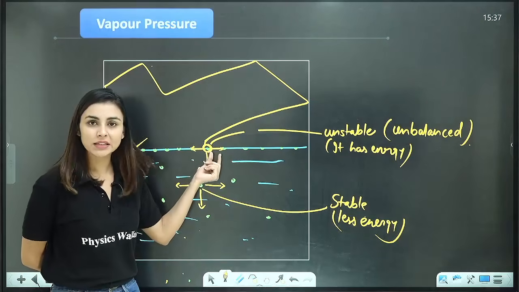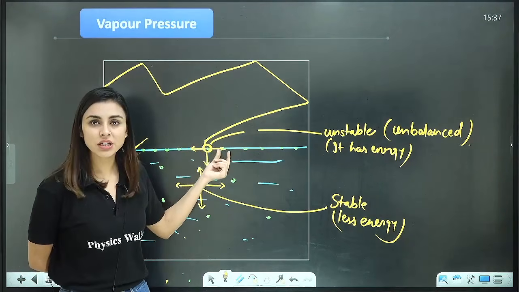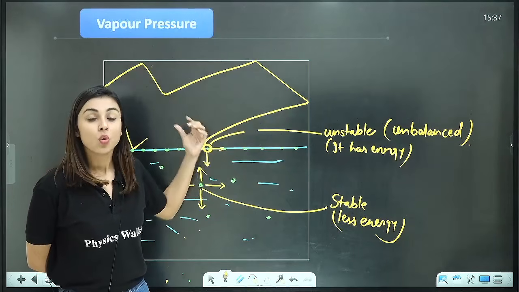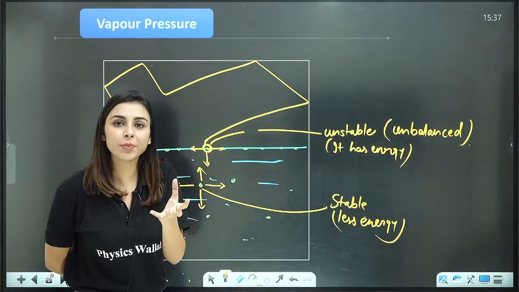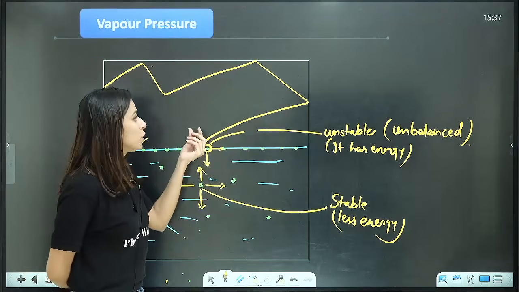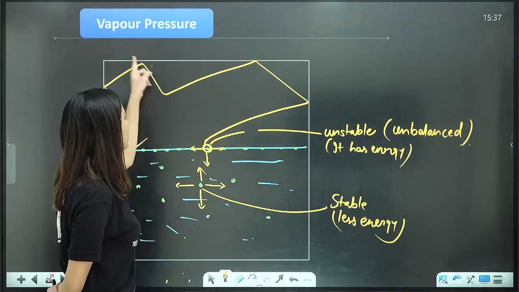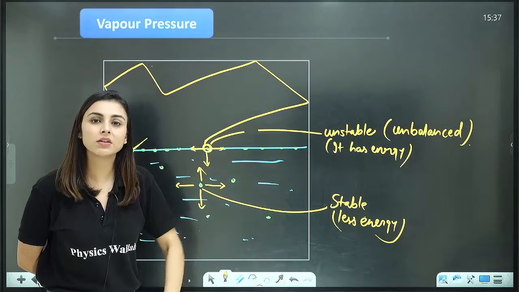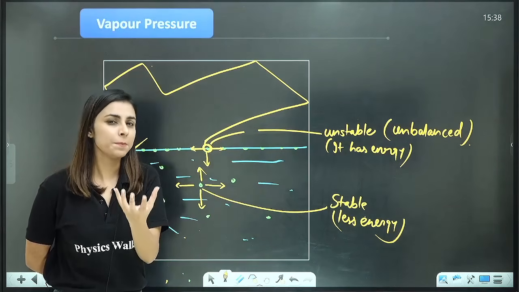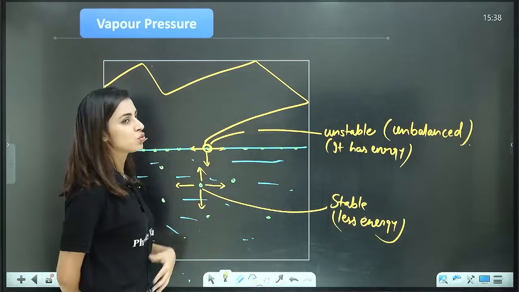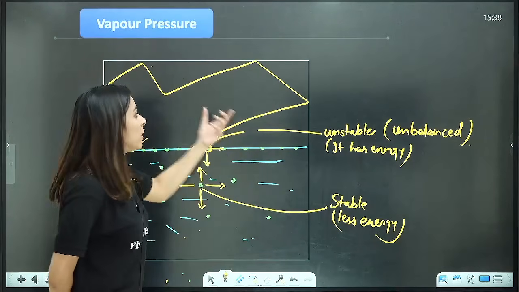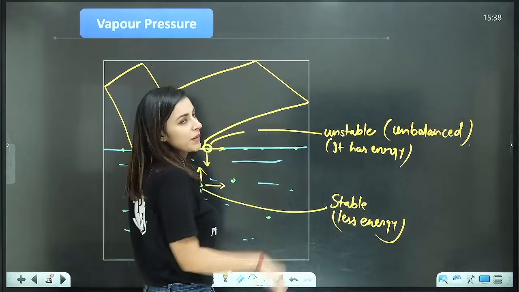Now you have to understand it according to the water molecule concept. It was unbalanced. Yes, it had energy. It just left the surface. Whenever it left the liquid surface, it got converted into a vapor. And when it got converted into a vapor, it will strike the walls of the container and exert some pressure. And my dear students, what can you say? Ma'am, it is exerting some pressure, right?